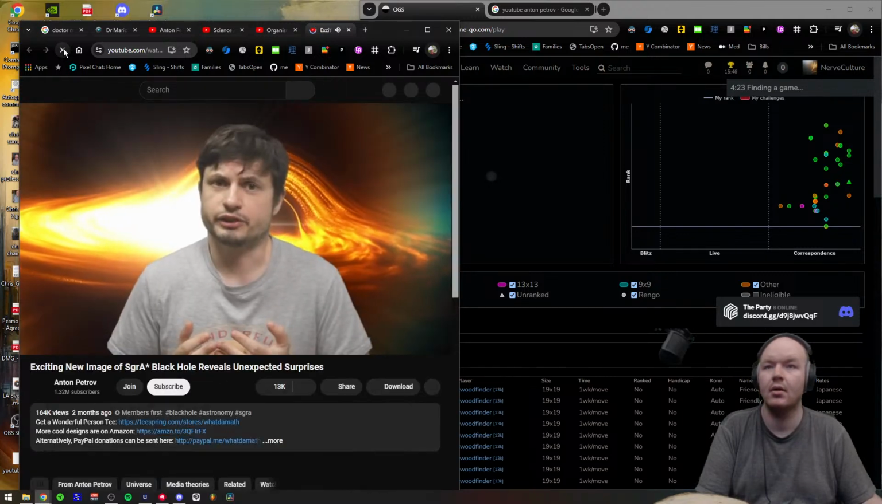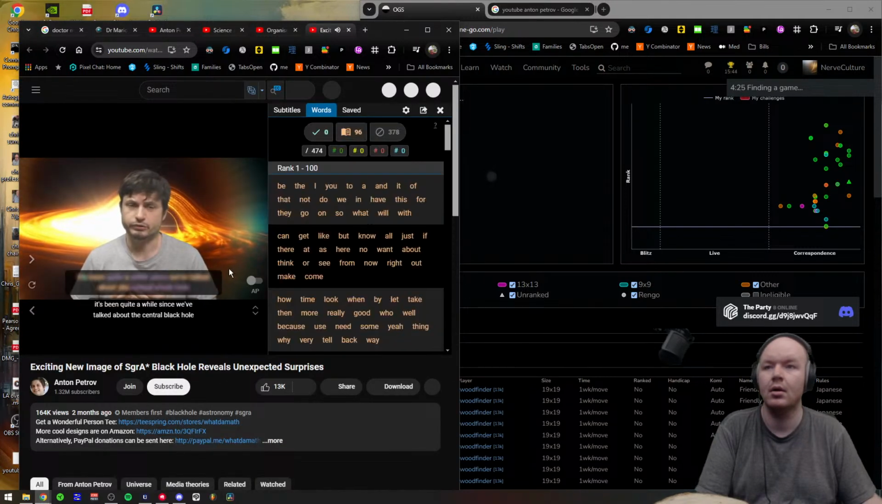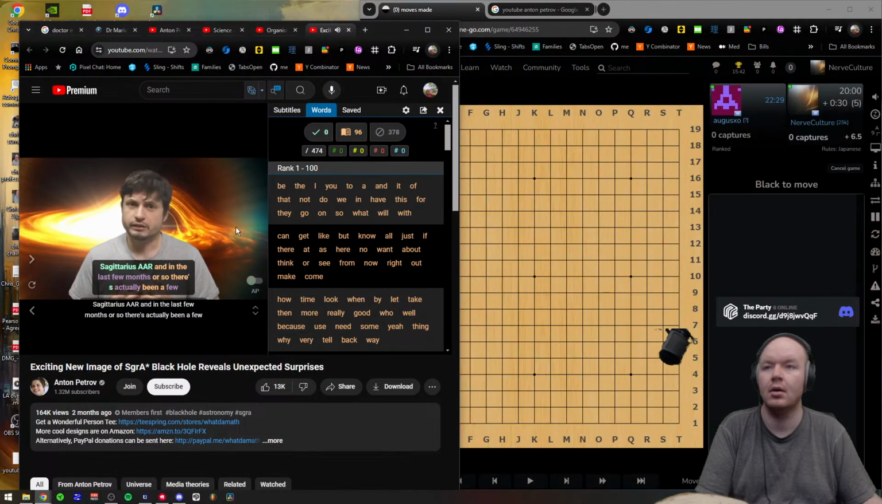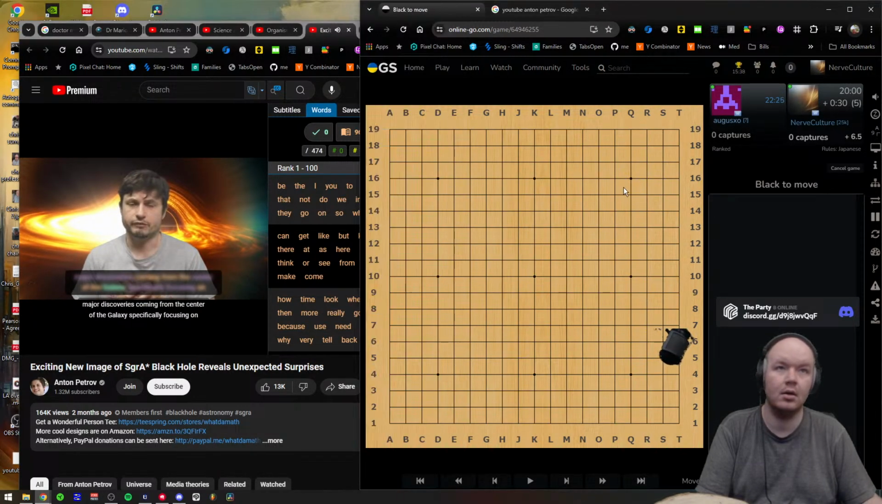It's been quite a while since we've talked about the central black hole Sagittarius A star, and in the last few months or so, there's actually been a few major discoveries.